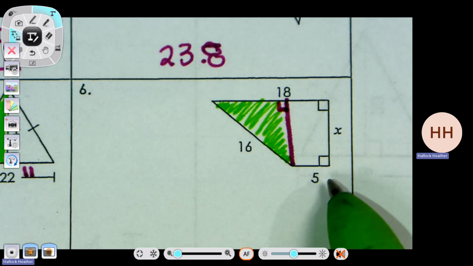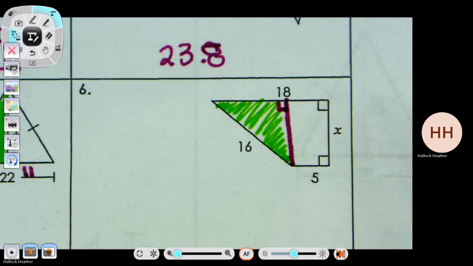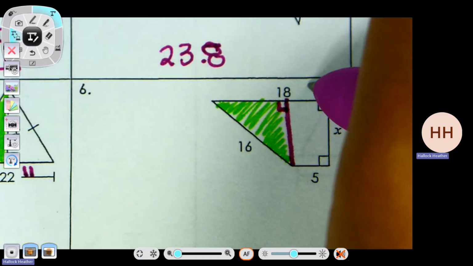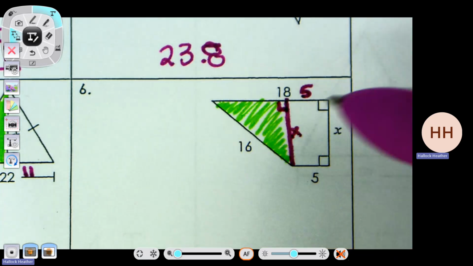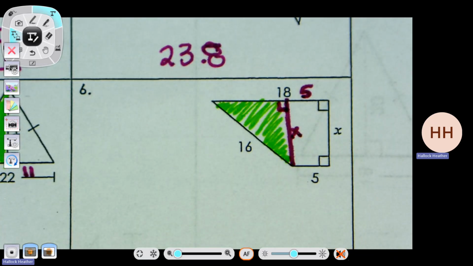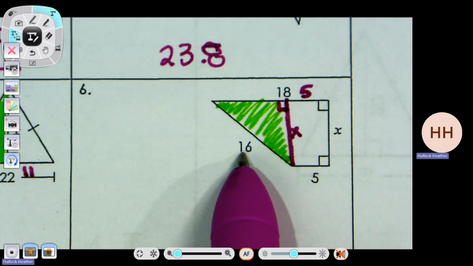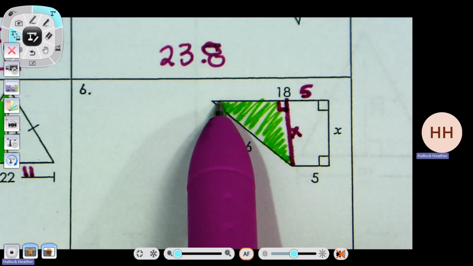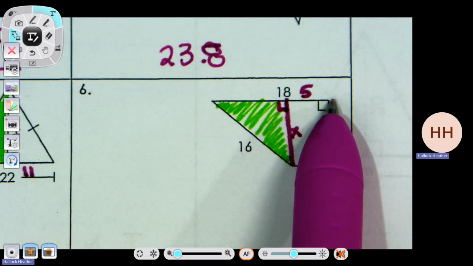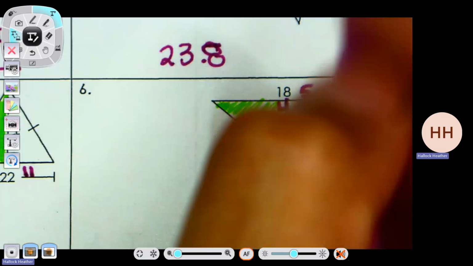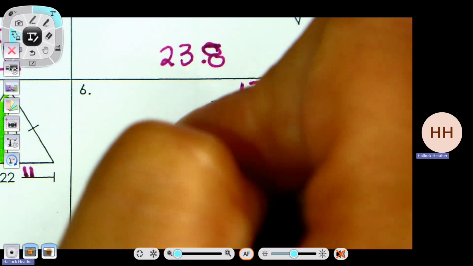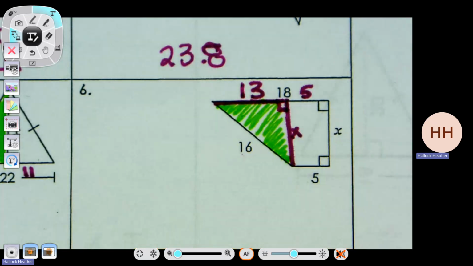Okay, so if the bottom is 5, where else can 5 go in my rectangle? At the top, right? And then if x is on the side, x can go here because we know rectangles from elementary school have congruent sides. So what numbers am I going to have to use for the Pythagorean theorem for my right triangle? Okay, so I have 16, I have x, but I can't use 18 because 18 represents this entire length. It's going to be 13. So 13 represents that distance, 18 represents the whole distance, 5 is that little piece.